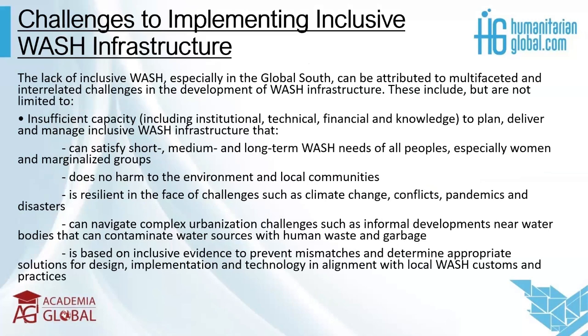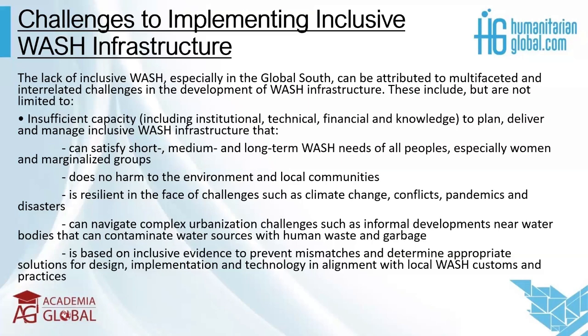So there are quite a number of challenges when it comes to implementing inclusive WASH infrastructure, especially in the Global South. So in the Global South, this includes the Oriental countries as well as Africa. And this can be attributed to multifaceted and interrelated challenges in the development of WASH infrastructure. These include, and are not limited to, insufficient capacity, including institutional, technical, financial, and knowledge to plan, deliver, and manage inclusive WASH infrastructure that can, number one, satisfy short, medium, and long-term WASH needs of all peoples, especially women and marginalized groups.